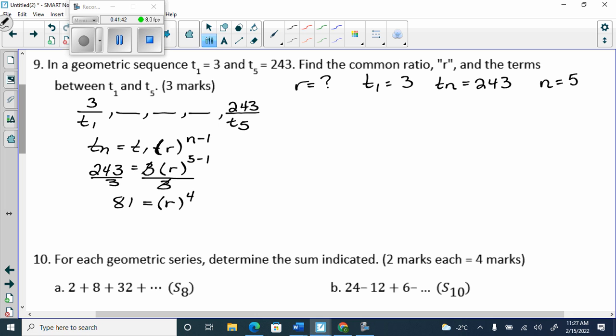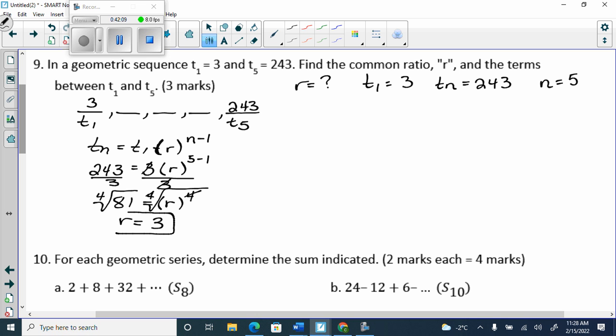How do I get R by itself? Yeah, take the 4th root. So if you go to Math, number 5, everyone should be trying it. Math number 5, it's the one with the x. And then we put in an 81. You should get 3. You get 3?